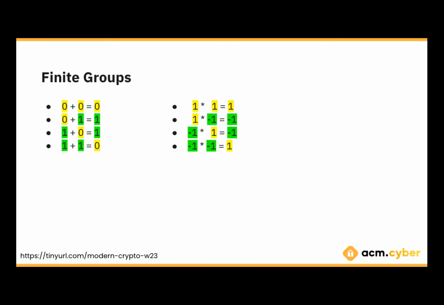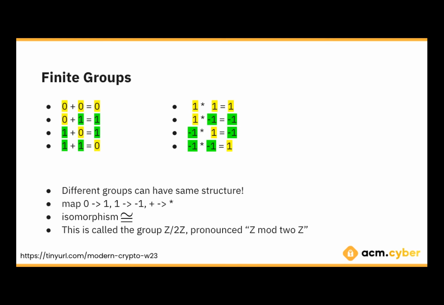So you can see that these two groups, even though they have different sets and different operations, are almost identical. This is known as an isomorphism. You can map these elements to each other. Iso is like same, morph is like change. So you can change one group into another with the exact same structure. And this group, we can generalize to be Z mod 2Z. So this is Z/2Z.